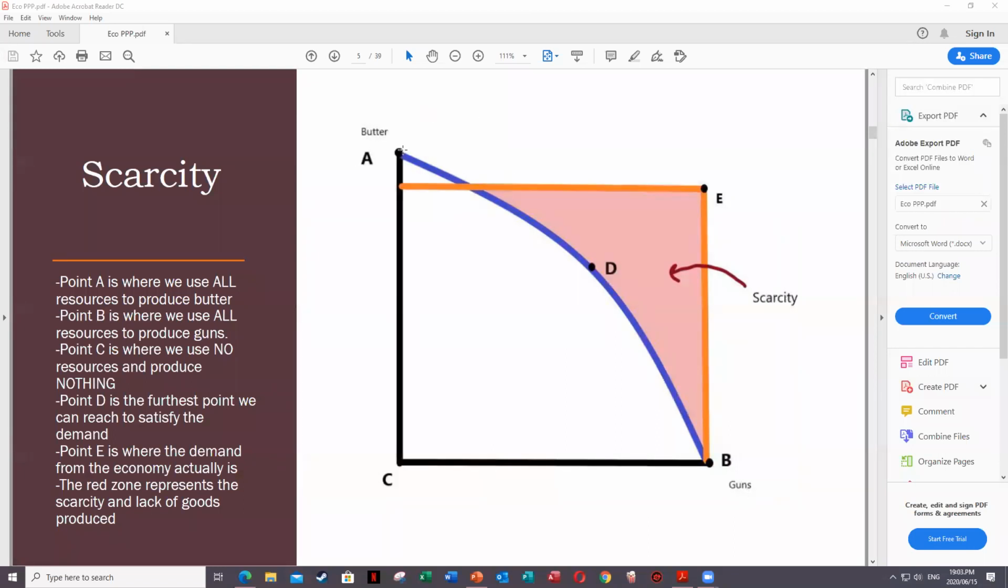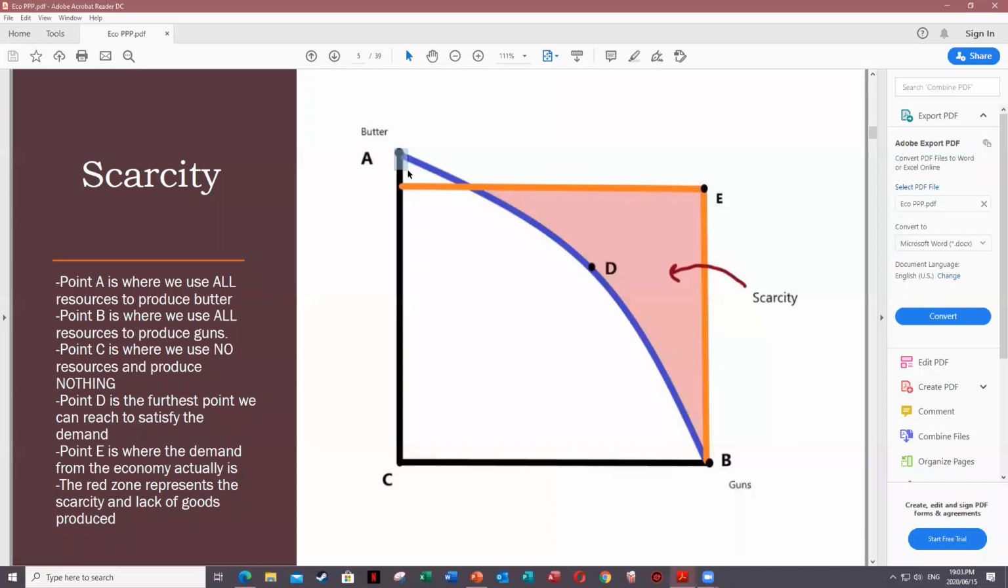So at point A over here is where we focus all of our resources on producing just butter and 0 guns. Point B is where we focus all our resources on producing just guns and no butter.